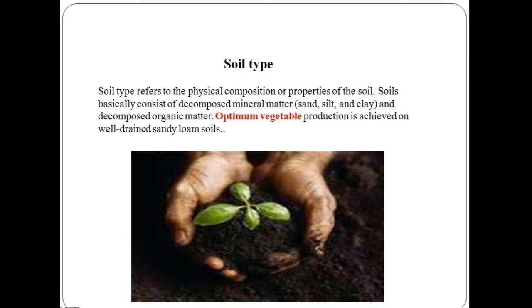Now let us see the soil type. Soil type refers to the physical composition or properties of the soil. Soil basically consists of decomposed mineral matter, that is sand, silt and clay, and decomposed organic matter. Optimum vegetable production is achieved on well-drained sandy loam soil. Although vegetables can be grown on a wide range of soil types, most vegetables are not well adapted to heavy clay soil types. Soils of this type tend to have poor aeration and drainage and can restrict root growth. Consequently, these soils should be avoided.